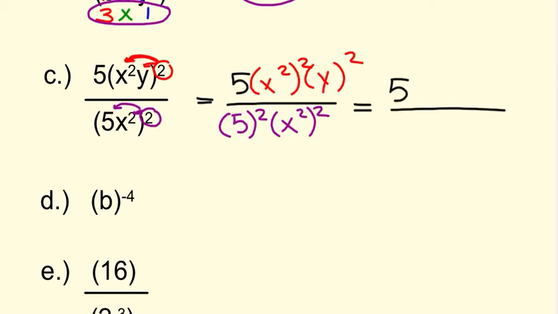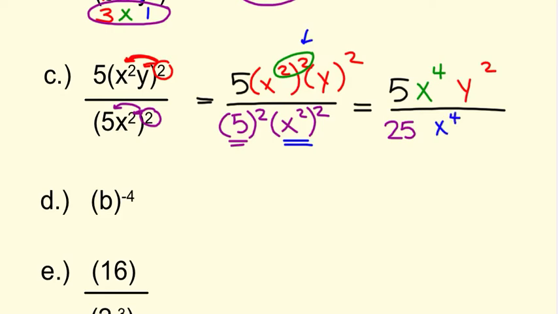So I'm going to leave this 5 alone for now. And now x squared squared is what we call power to a power. So x squared times x squared, we multiply those numbers together and get x to the 4th. And then y squared is still just y squared. And then down below, 5 times 5 is 25. And then x squared squared, so that's the same thing as this one up here. That's x to the 4th.